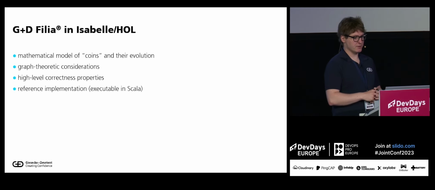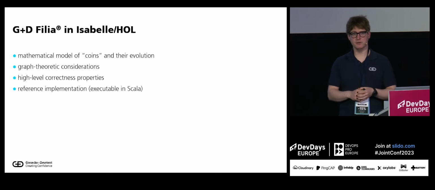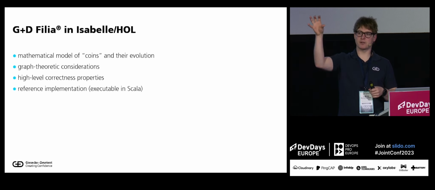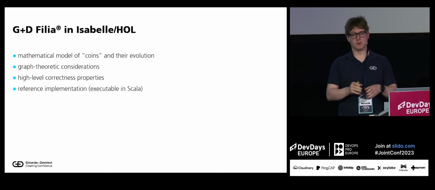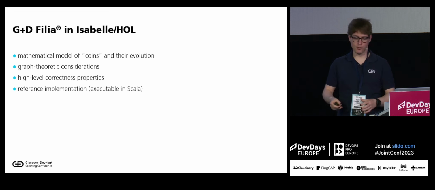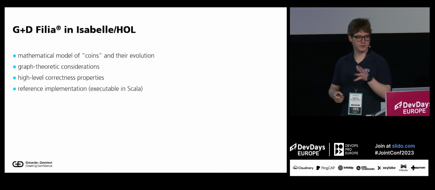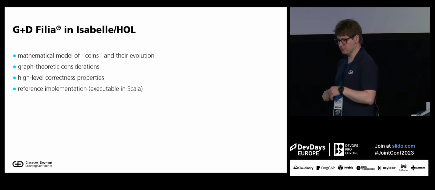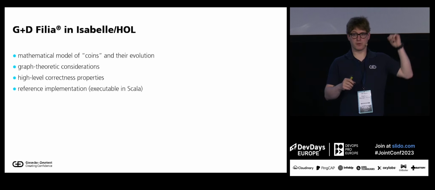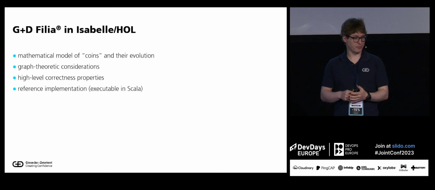We also put in there some graph-theoretic considerations, so you can talk about reachability, you can talk about tracing a coin back to its origin so that you can make sure that no one else has somehow injected a fake coin into the system. We have some high-level correctness properties, which means that one of the things that I showed to you, that the money does not get lost, something like that.